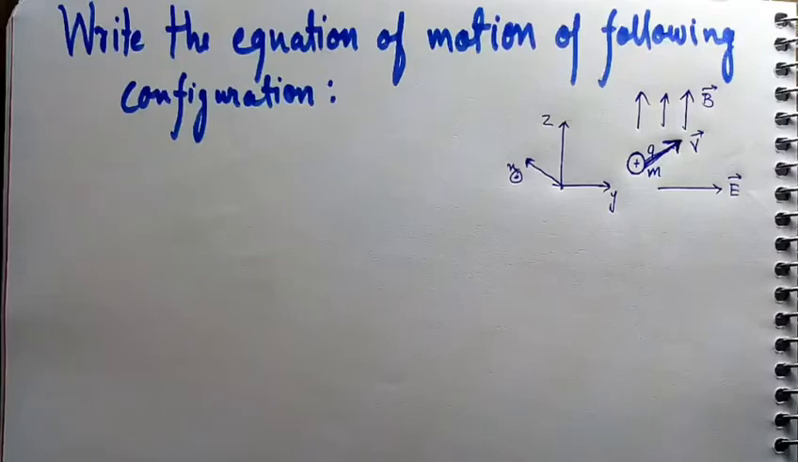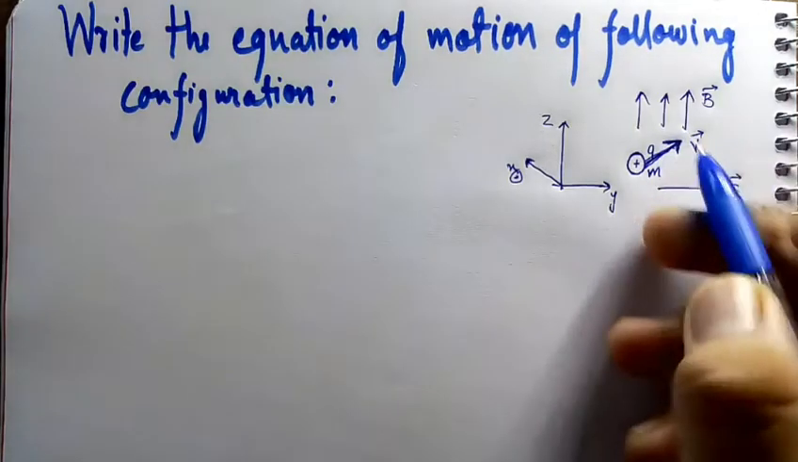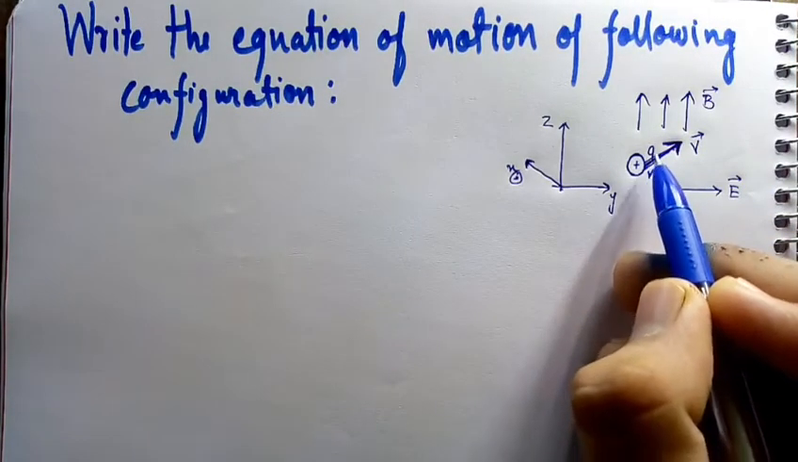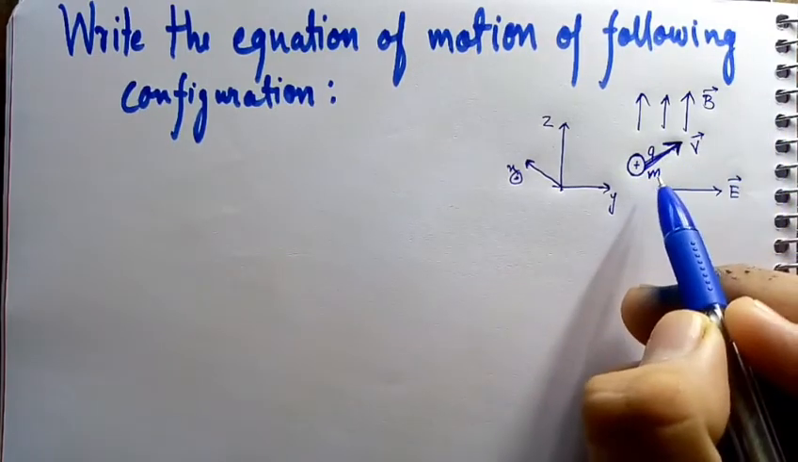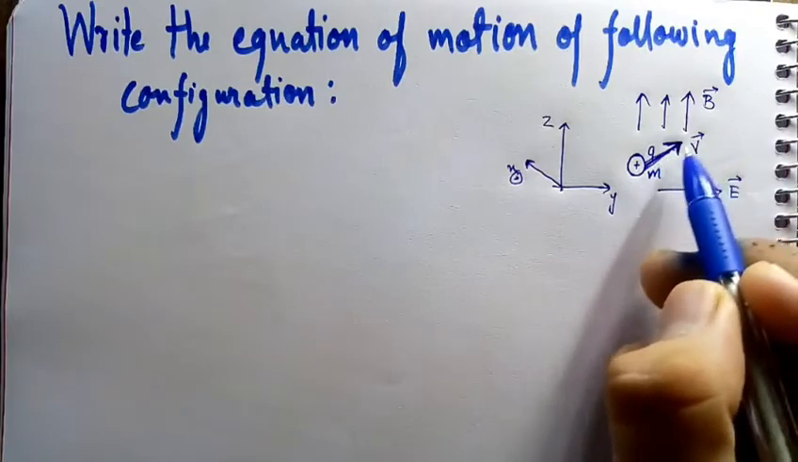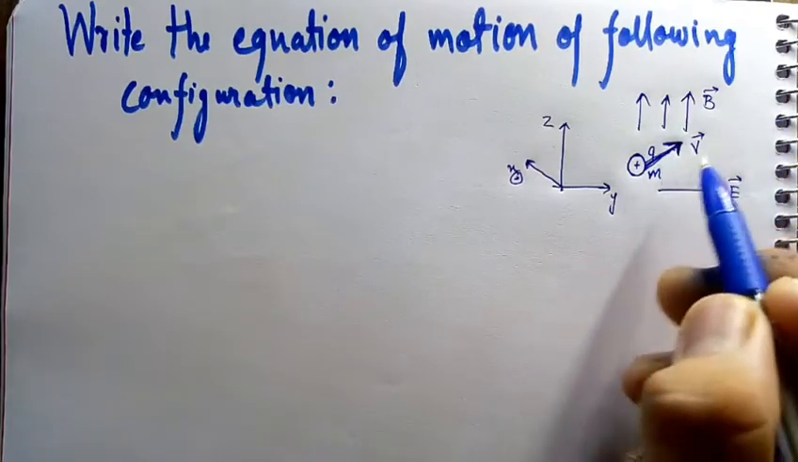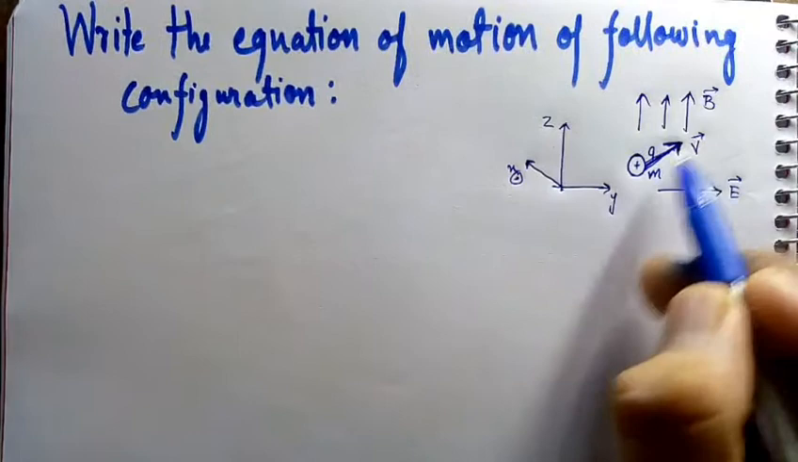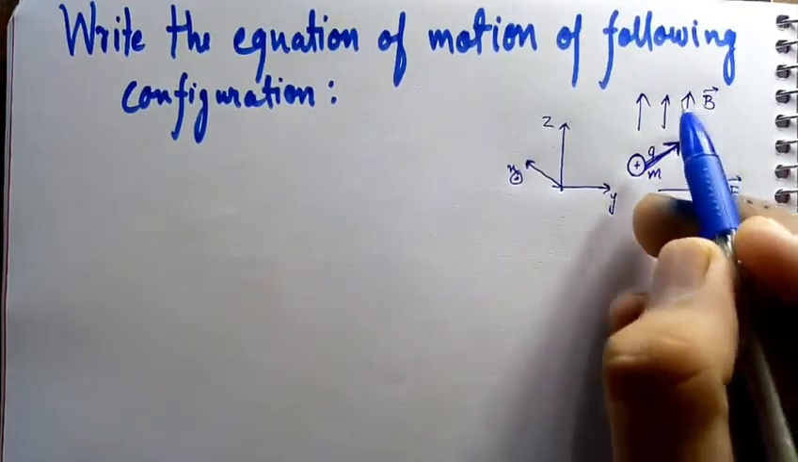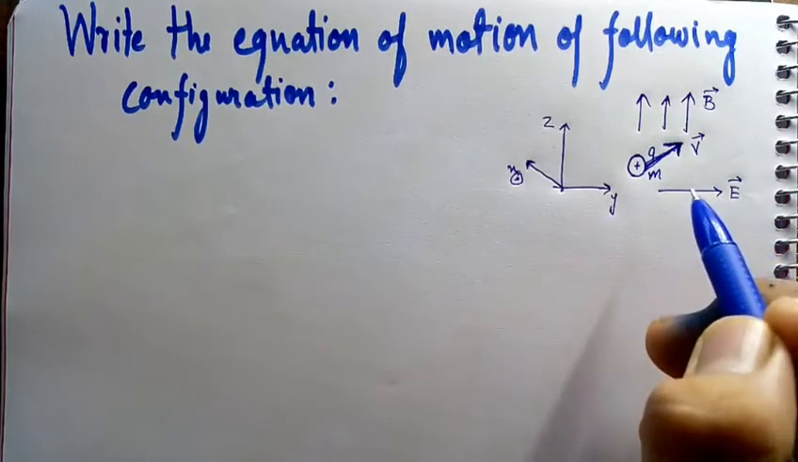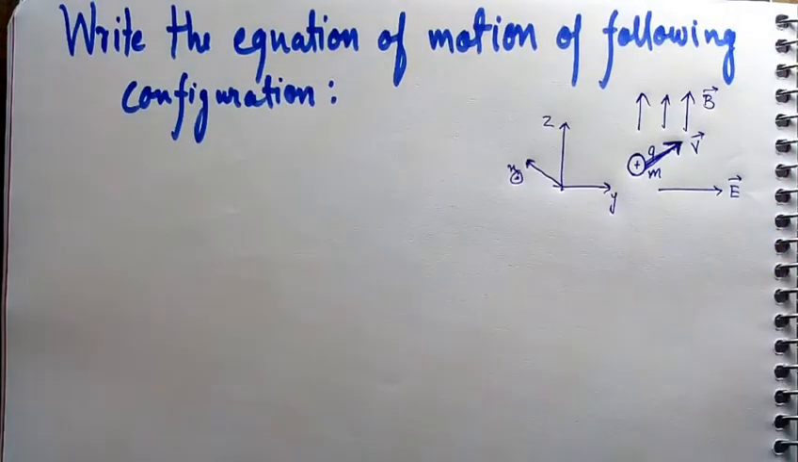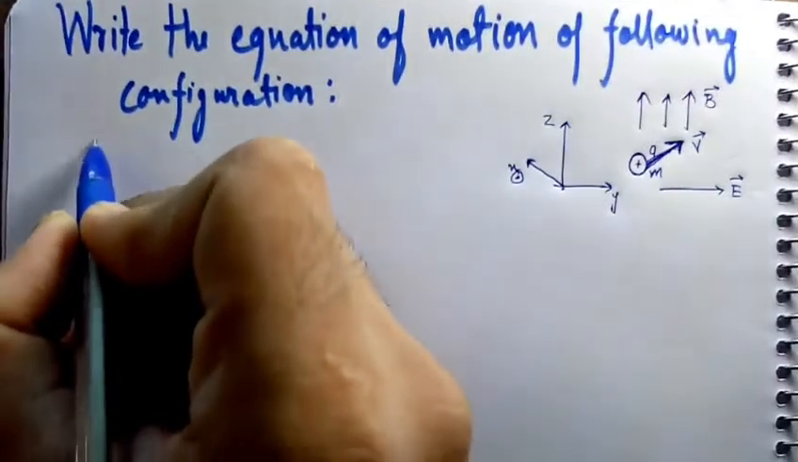Hello everyone, we have got a problem in which we have to write the equations of motion of the following configuration. We have a particle with charge q, which is positively charged of course, and mass m, having some non-zero velocity in either dimension, in which a magnetic field is in the plus z direction and the electric field is in the plus y direction.